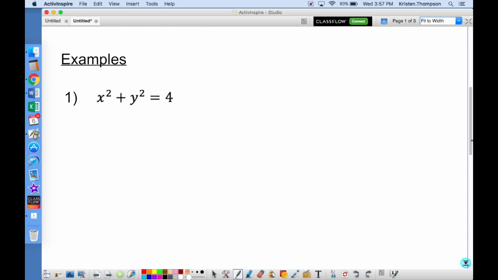Our first example is x squared plus y squared equals 4. Notice that the x and y are on the same side. The y is not isolated, which makes it an implicitly defined function. In order to take the derivative, we're going to follow our 4 steps. Step 1 is to differentiate both sides of the equation with respect to x. That's the important part, that it's with respect to x. So let's talk about what that means.